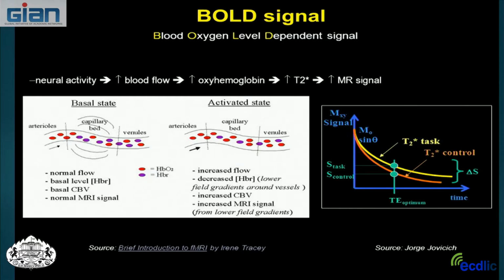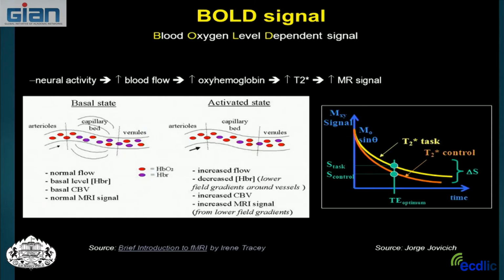So what happens, here's another schematic of this. In a basal state or resting state, we have normal levels of blood flow, normal levels of hemoglobin, and we have a normal MRI signal. As in an activated state, we have an increase in flow, an increase in cerebral blood volume, and these ratios of oxygenated blood to deoxygenated blood change in the tissue. So that's what we're looking for here, these changes in the ratios between these blood cells in the local area.